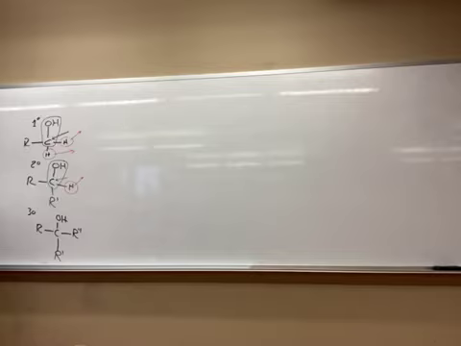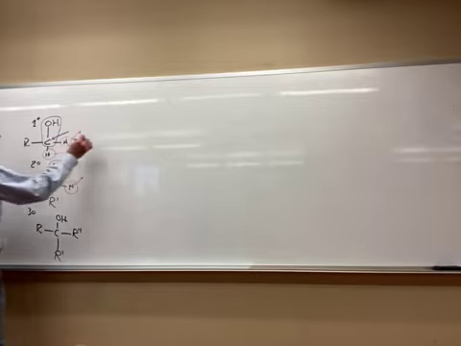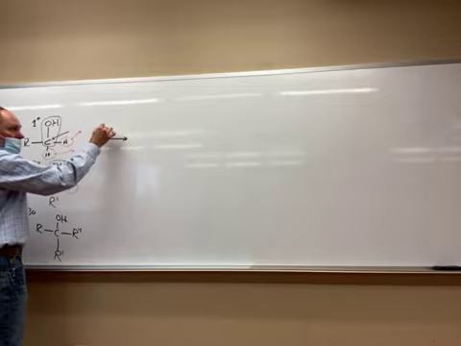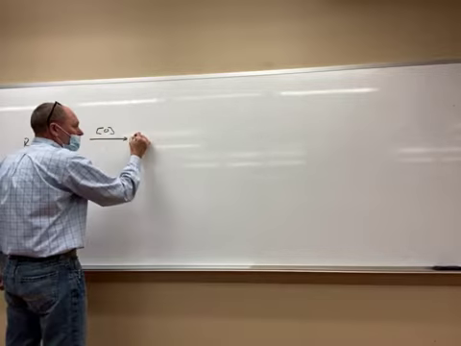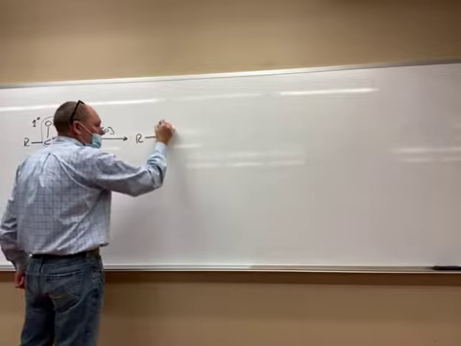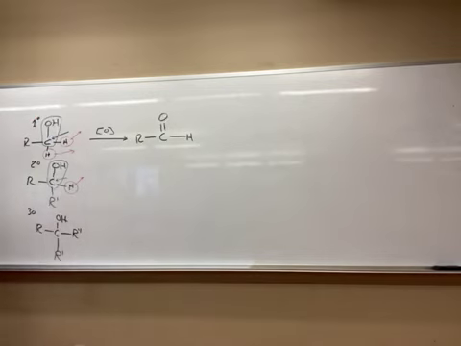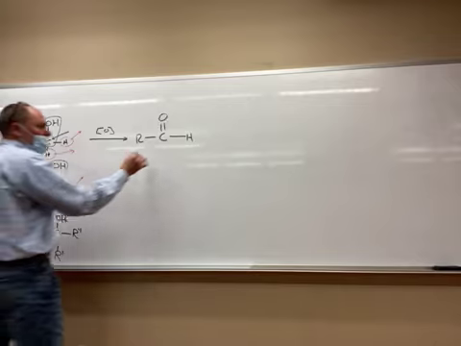So with primary alcohols, the first step of oxidation for a primary alcohol is going to go to the aldehyde. Okay, so primary alcohols oxidize to aldehydes.